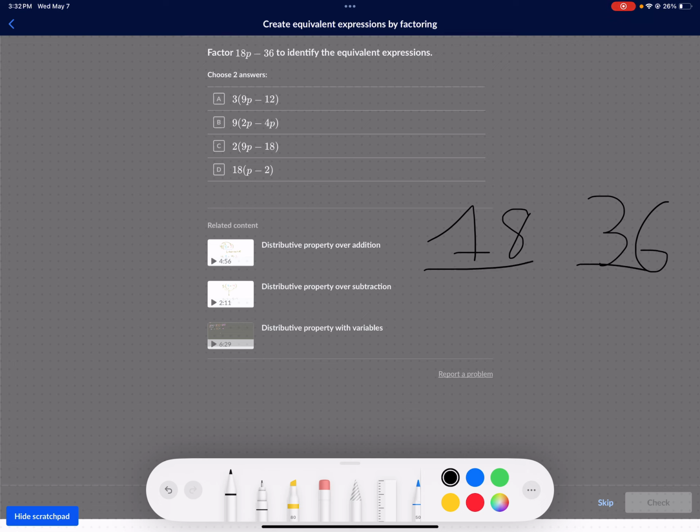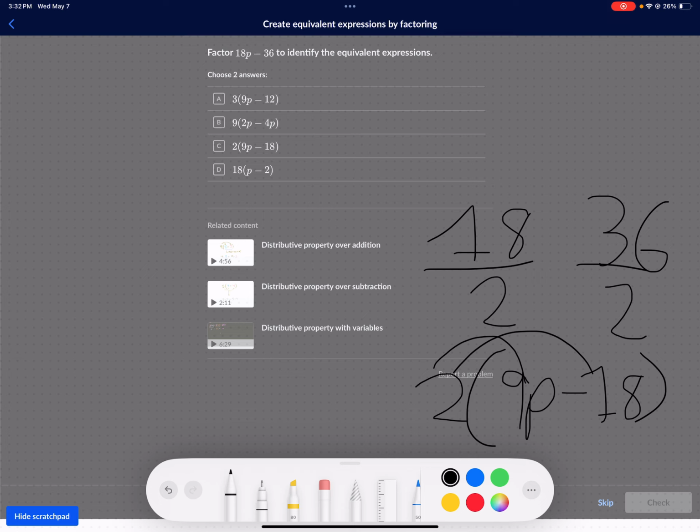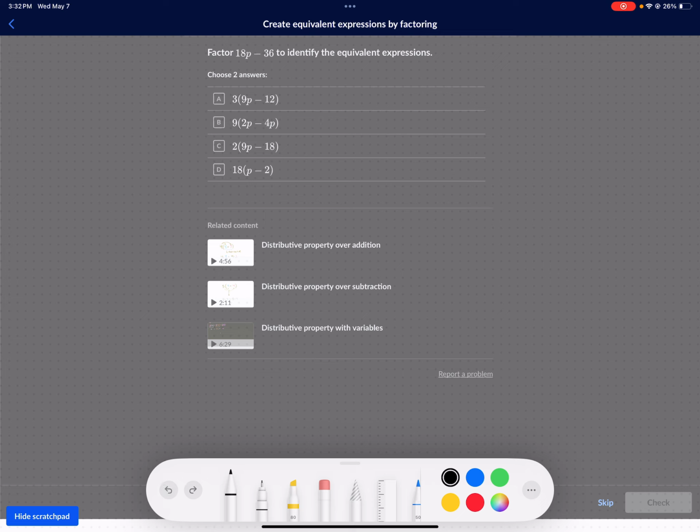But what is the relationship? What can we divide 18 and 36 by and it can still be a whole number? 2? If we divide each one of these by 2, we put the 2 out here, and then we put 9p minus 18. Does this make sense? You can check your work with the distributive property: 2 times 9p is 18p, and 2 times negative 18 is negative 36. That's optional, but if you do want to do that and confirm our work, you can.